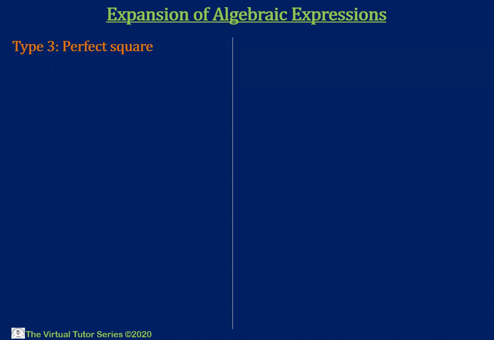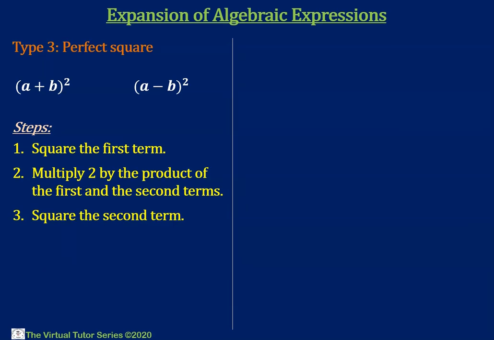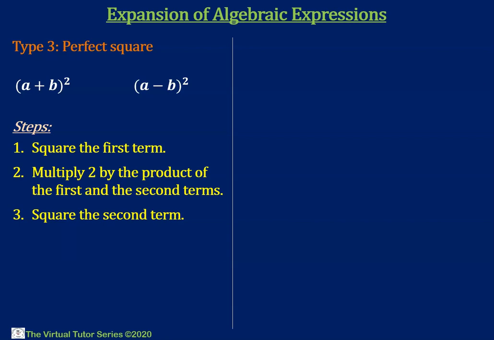In much the same way, (a plus b) all square and (a minus b) all square are perfect squares. An expression of this nature can be expanded by, 1. Squaring the first term, 2. Multiplying 2 by the product of the first and the second terms, and 3. Squaring the second term. With these steps, let's see how we can expand the above expressions.